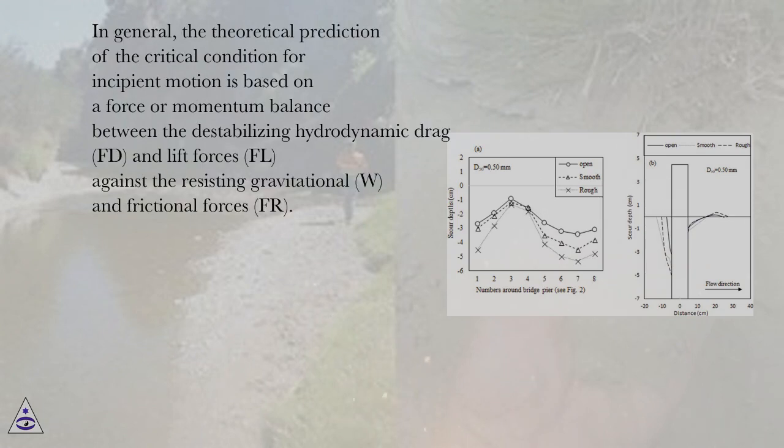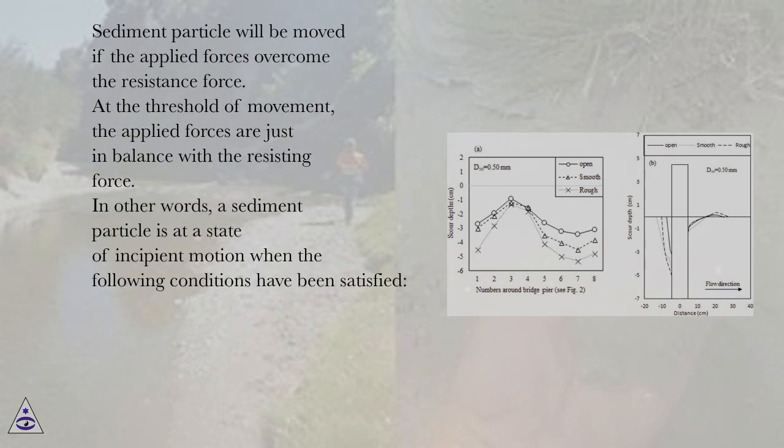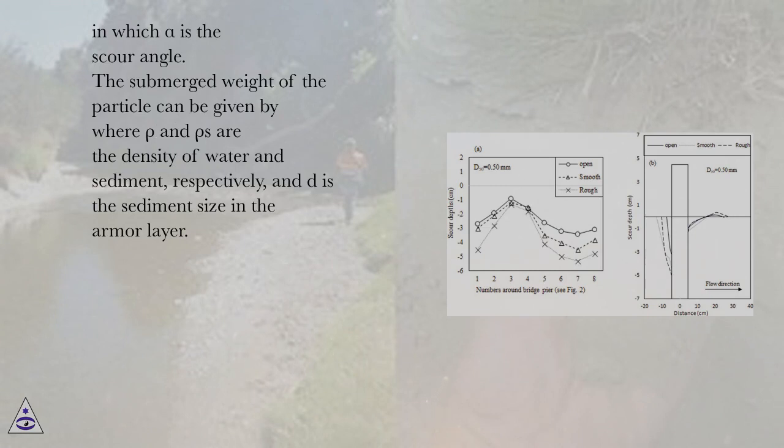In general, the theoretical prediction of the critical condition for incipient motion is based on a force or momentum balance between the destabilizing hydrodynamic drag, Fd, and lift forces, Fl, against the resisting gravitational, W, and frictional forces, Fr. A sediment particle will be moved if the applied forces overcome the resisting force. At the threshold of movement, the applied forces are just in balance with the resisting force. In other words, a sediment particle is at a state of incipient motion when the following conditions have been satisfied, in which alpha is the scour angle.